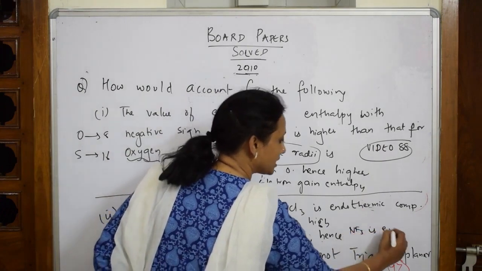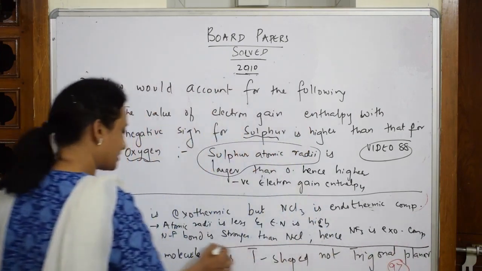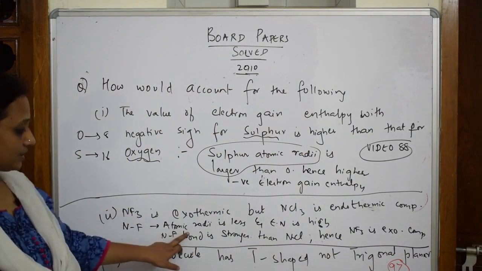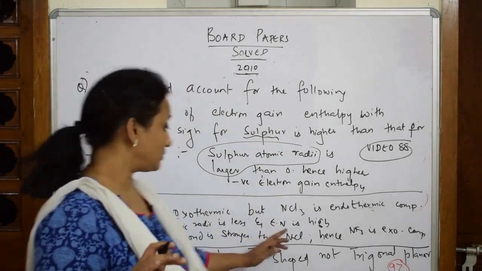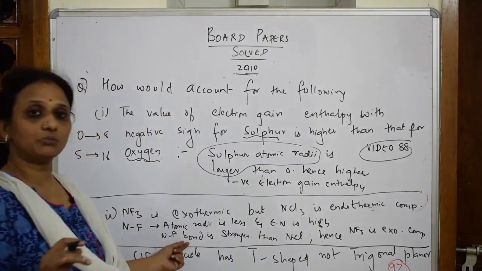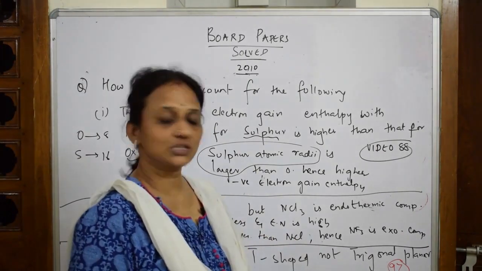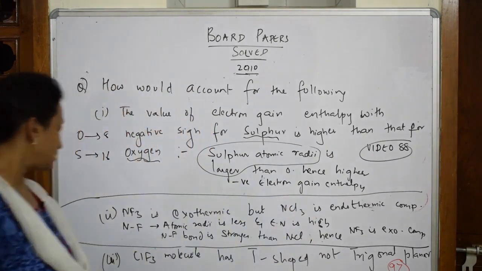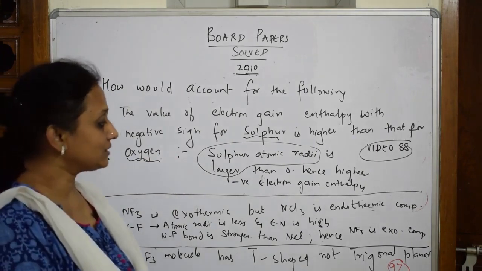NF3 is an exothermic compound. Okay, this is because of the space constraint, I am writing it very small. Right. Again, speak in terms of atomic radii, keyword. Speak in terms of electronegativity, keyword. When these two are there, automatically the bond becomes stronger. When the bond becomes stronger, automatically it is exothermic, and this is endothermic. Energy is absorbed. Done. For the last question, ClF3 molecule is T-shaped, not trigonal planar.